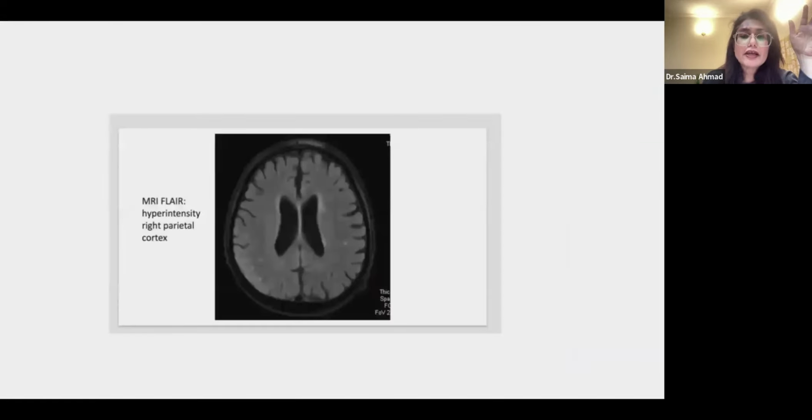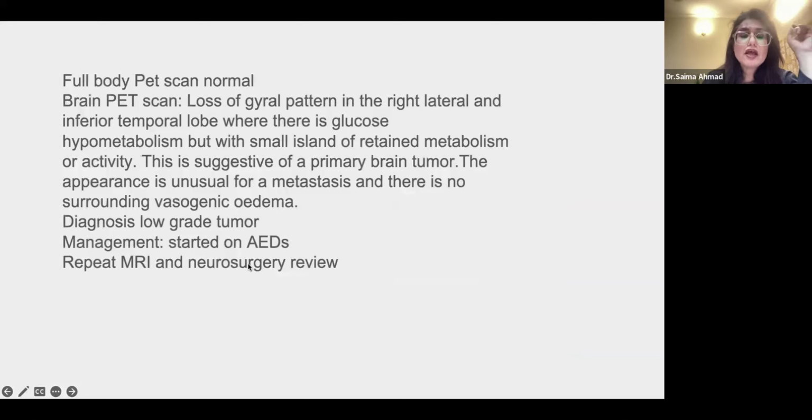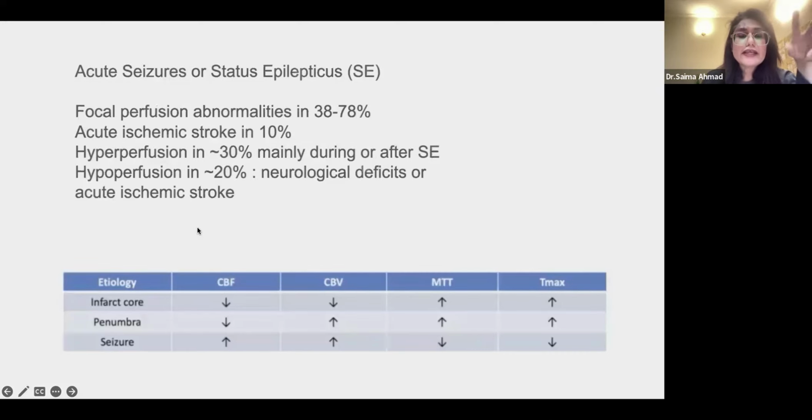When further MRI was performed the next day, you can see there is a hyperintensity involving the right parietal region. And when the brain PET scan was done, he was found to have a primary brain tumor. So his treatment was started. There are a few findings on the basis of CT perfusion imaging with which you can differentiate between seizure and stroke.